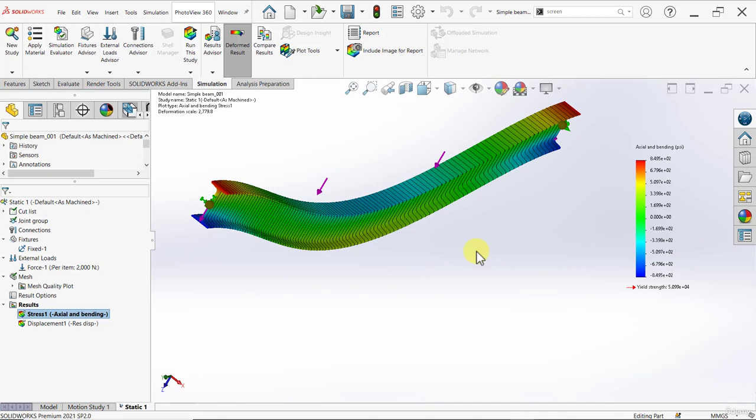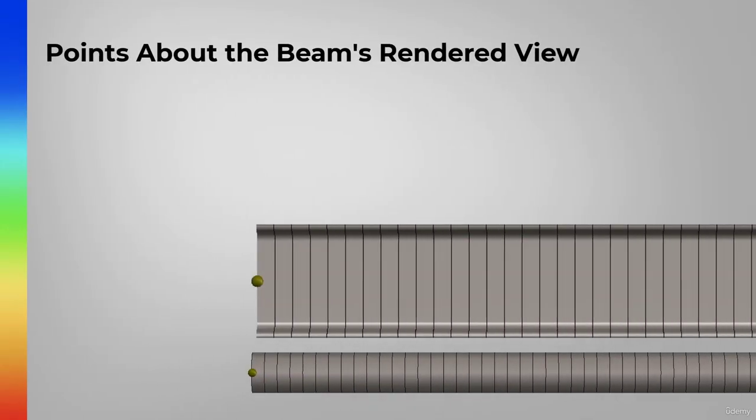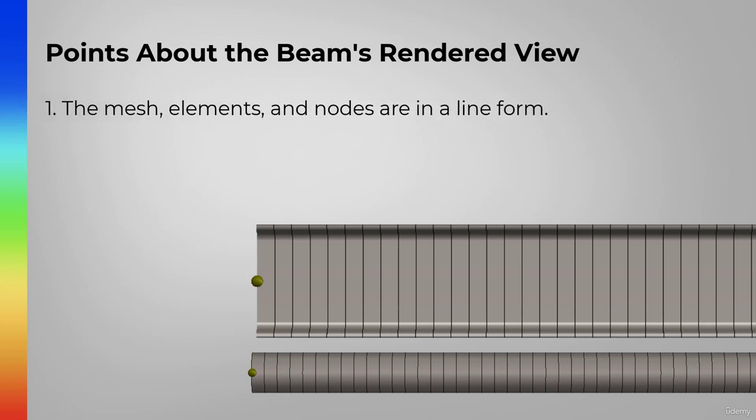While rendering the actual shape might get us more attractive close-up images, the practical value of the render can be questionable in different levels working with beams. Here are a couple of points to keep in mind in relation to this. One, the mesh or nodes that SOLIDWORKS uses for the calculation is in the form of a line. This is because SOLIDWORKS simplifies it this way to make it easier to deal with long beams.